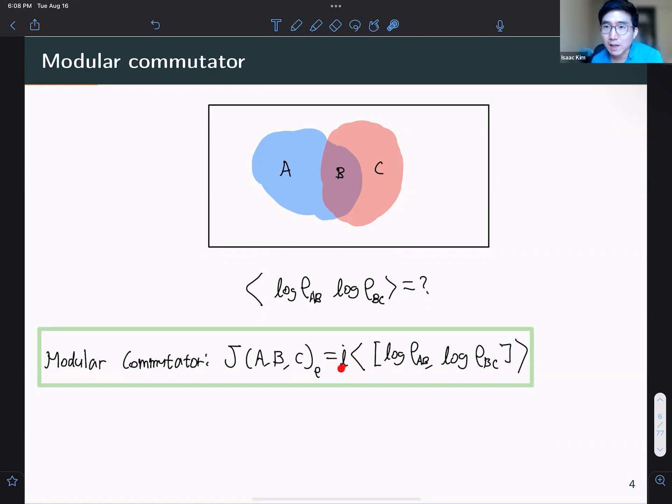So why do I have the i here? It's there just to make sure that I get the real number. Of course, that's just a convention. And the reason why this is a real number is because this is a Hermitian operator, so their commutator is anti-Hermitian.